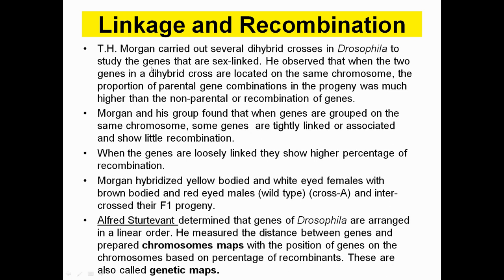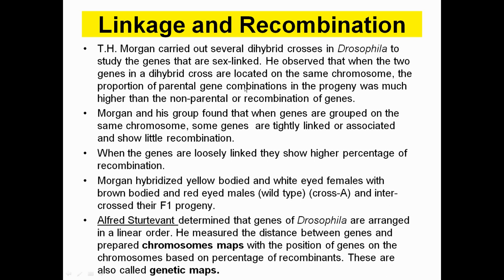The linkage and recombination concept was presented by Thomas Hunt Morgan in Drosophila, that is the fruit fly, and they studied the genes that are sex linked, that are present on the sex chromosomes. Okay, he observed that when two genes in a dihybrid cross are located on the same chromosome, the proportion of parental gene combination in the progeny was much higher than the non-parental one. That is, non-parental are also referred to as recombinant ones.